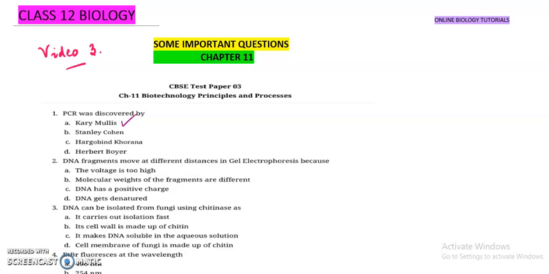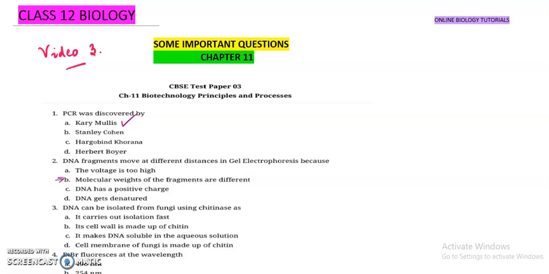Second question is, DNA fragments move at different distances in gel electrophoresis. So they move because their molecular weights are different. You have seen that the larger ones are always near the negative terminal and the smaller ones are always towards the positive terminal.